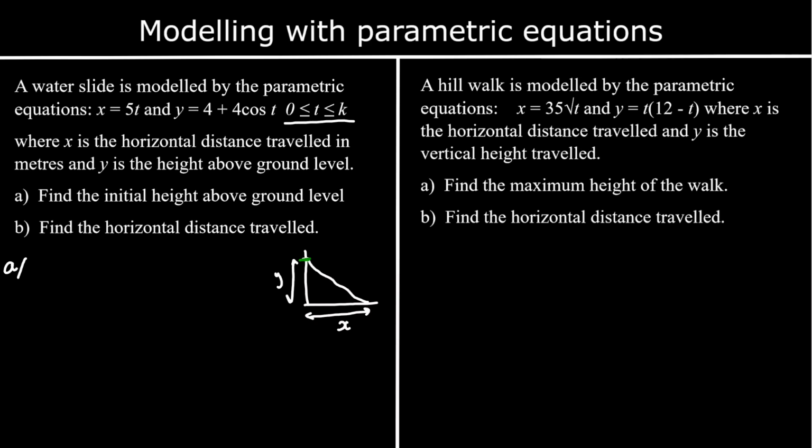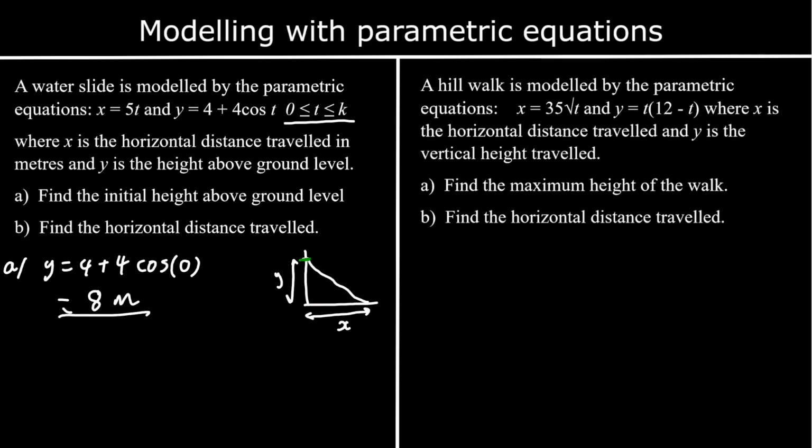So it's going to be 4 plus 4 cos 0. Cos 0 is 1. So it's 8 meters.